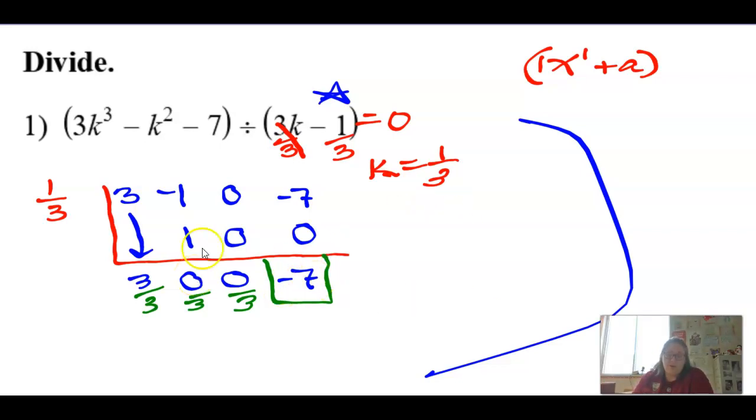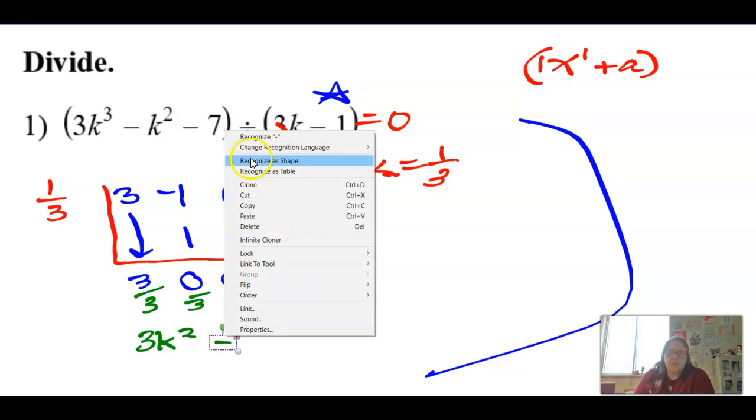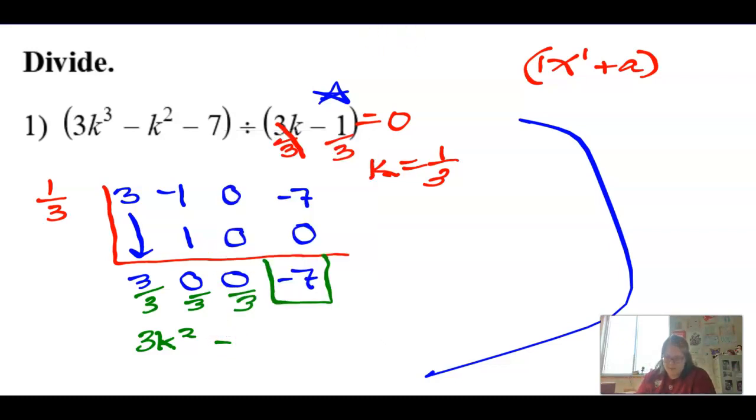So now if I were to rewrite this, again, the degree of the dividend was cubic, so we go down 1, so it would be 3k squared. All right, and then because the next terms are just 0, it'd be plus 0k, which I don't write, plus 0, which I don't write. And then I would just do my remainder, so plus negative 7 over my divisor, 3k minus 1.